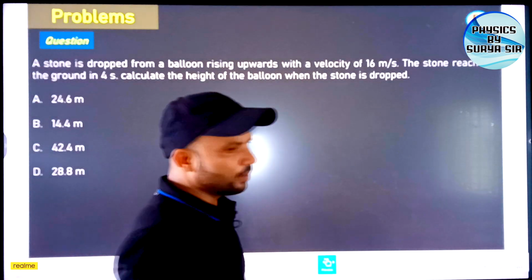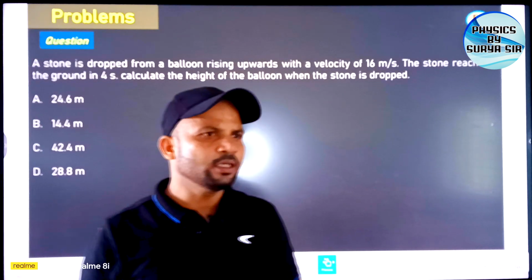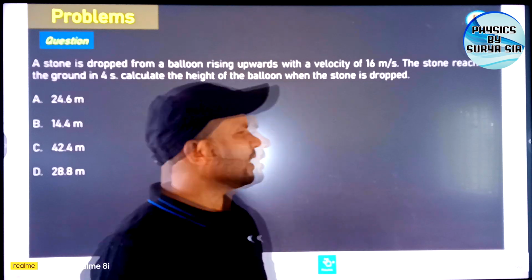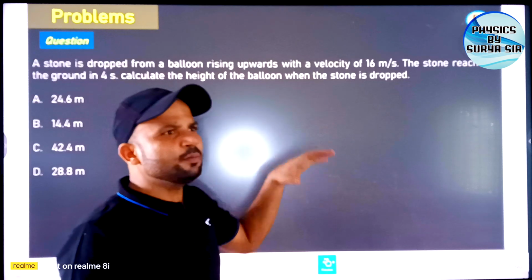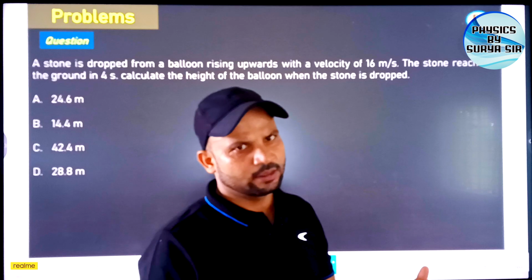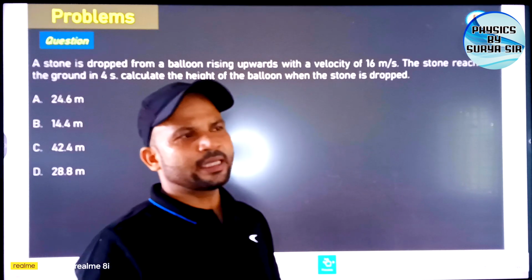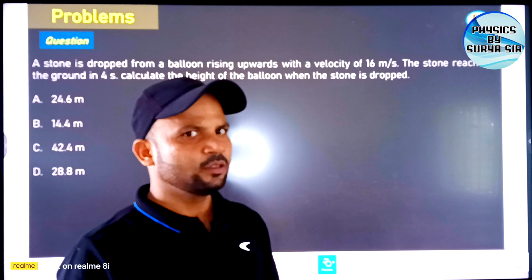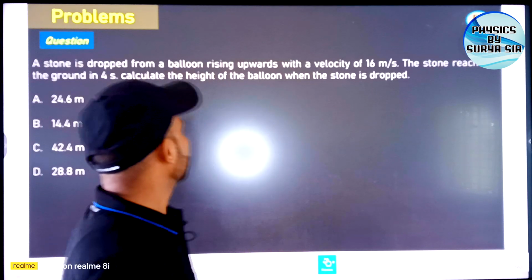Now coming to some problems. Once we have the equations of motion of an object under gravity, we can solve various problems. While solving any problem, we just have to see which equation is to be used. Depending upon the case, we will use the equations required. These will become clearer when we solve some questions.